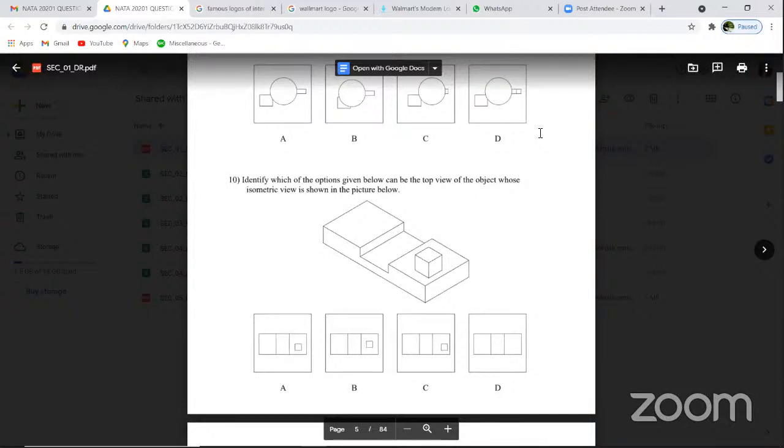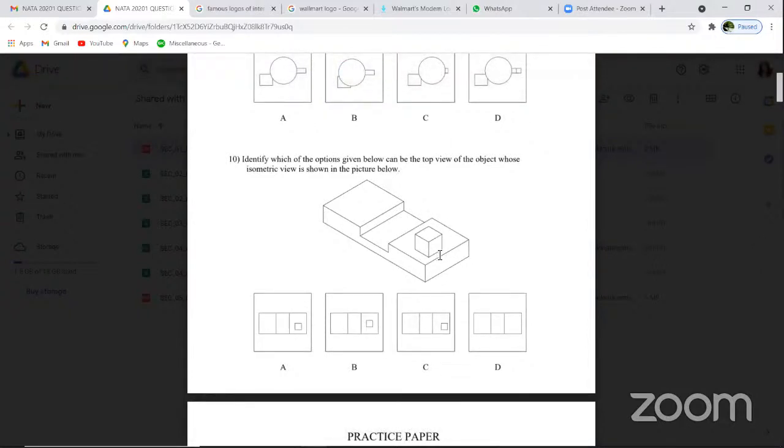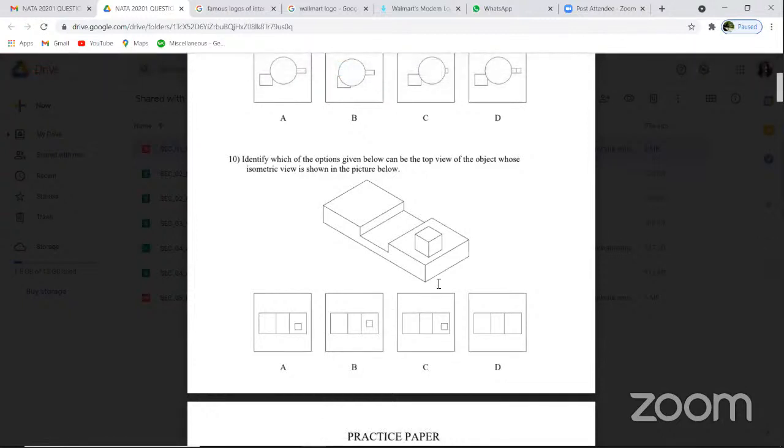Option C. C is correct. Yes, if you see this one, it's way closer here. This is in the middle. This would have been here in the middle below. So yes, C is correct.